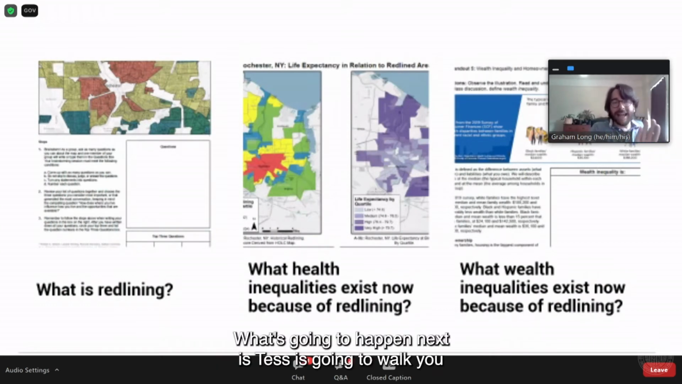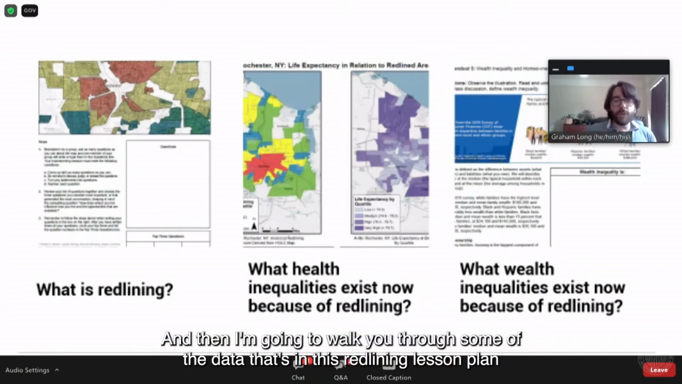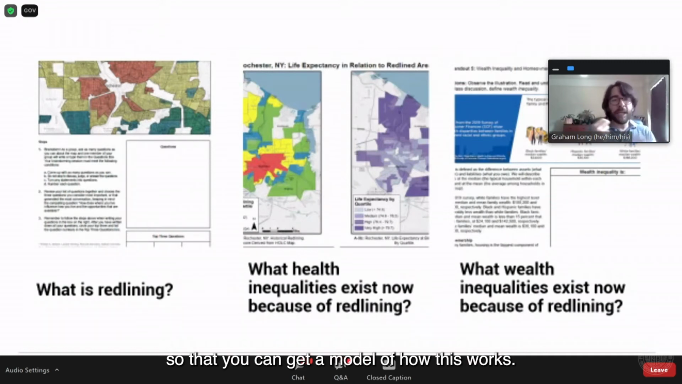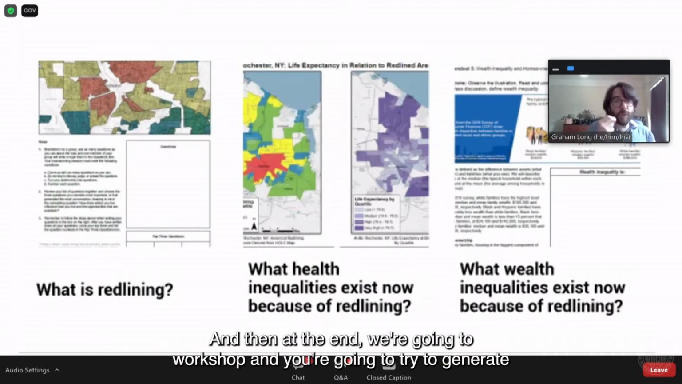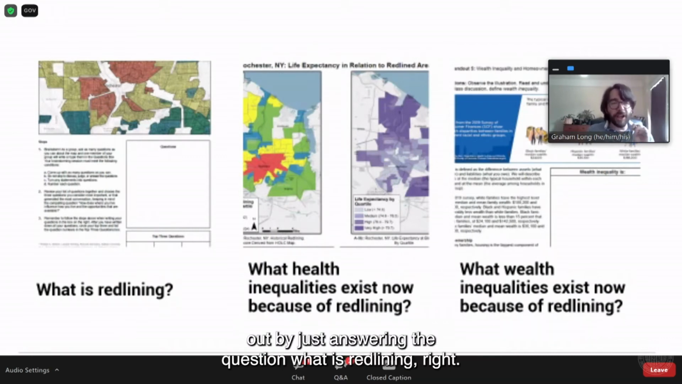What's going to happen next is Tess is going to walk you through how another economist used data. And then I'm going to walk you through some of the data that's in this redlining lesson plan so that you can get a model of how this works. And then at the end, we're going to workshop and you're going to try to generate and walk out of here with a question.